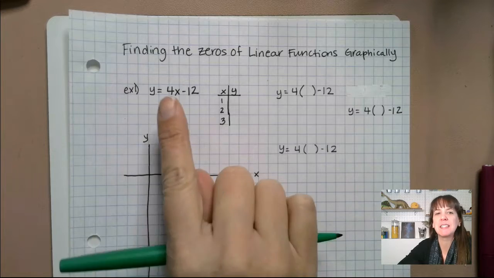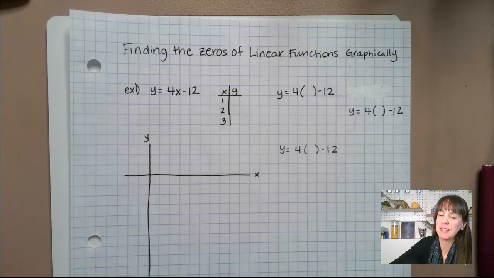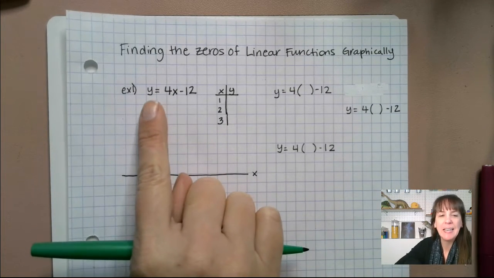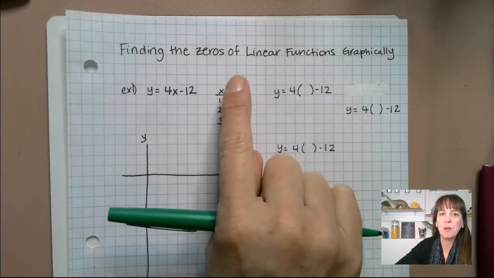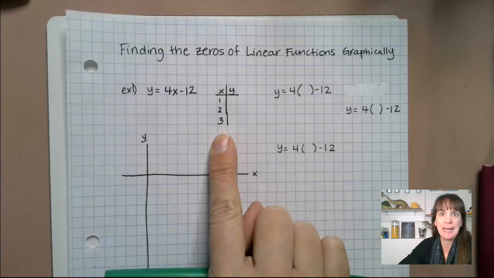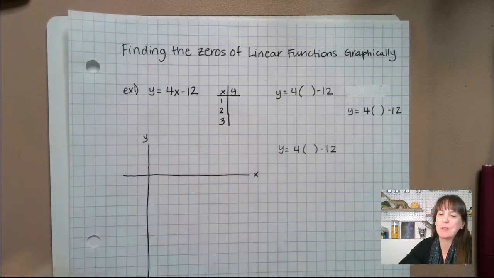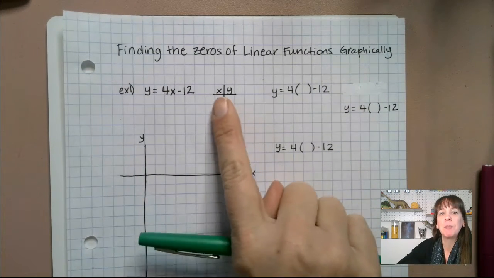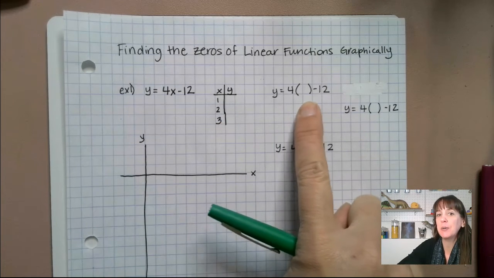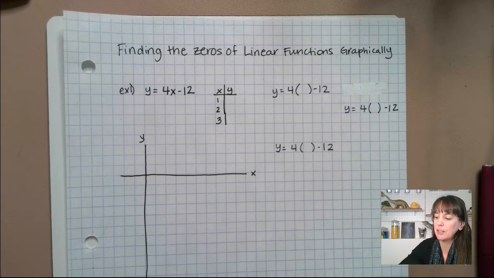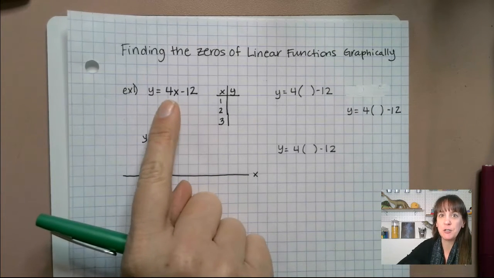The first step to do this is, remember, linear functions are just functions that are lines, so equations that are lines. I've got an equation of a line here, y equals 4x minus 12. And what I've done is create an xy chart or a table. For my domain, and remember domain just means x, I've inserted 1, 2, and 3. So what I need to do is go ahead and do that over here by inserting it into this function here.